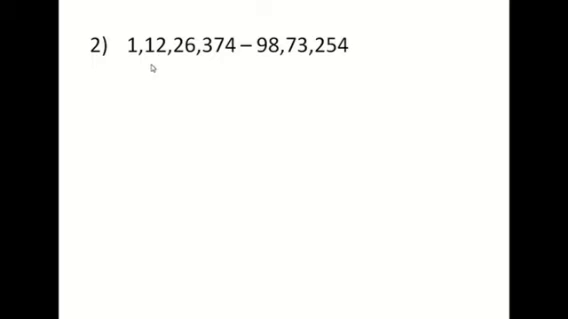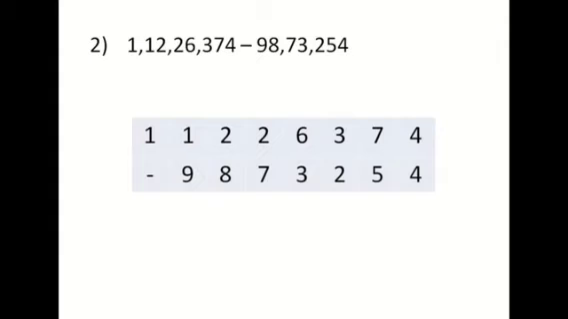Look at the second example. It is 1,12,26,374 minus 98,73,254. So as we have done the previous sum, same way we will arrange them. So write the first number. Have you written? Now down you will write the second number. So you have arranged already. Now start subtraction.